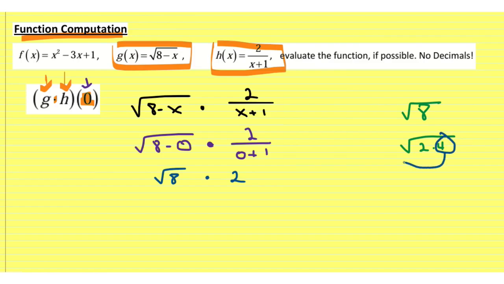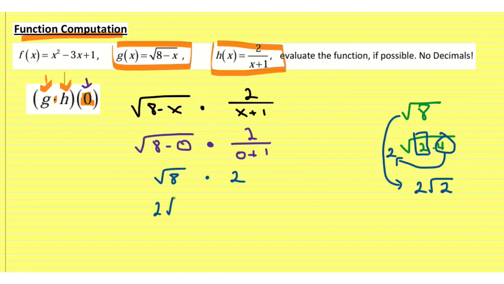So the 4 comes out, 2 comes out to represent the square root of 4, but the loosey-goosey 2 is going to have to stay in the house by itself. So that means it would be 2 radical 2. So square root of 8 is equal to 2 radical 2.